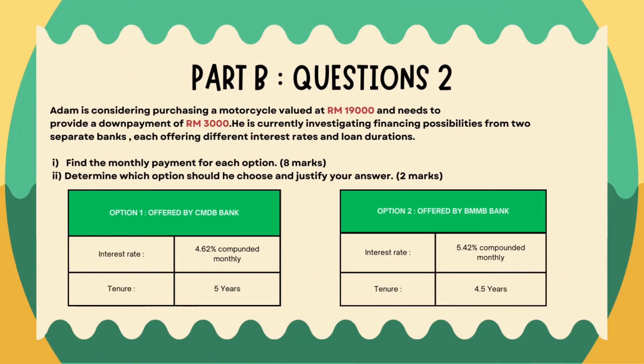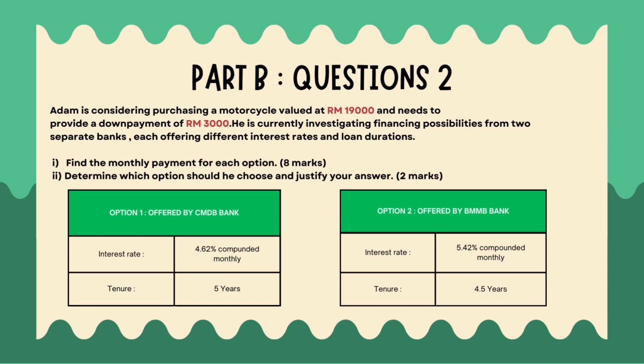The question is, Adam is considering purchasing a motorcycle valued at 19,000 ringgit and needs to provide a down payment of 3,000 ringgit. He is currently investigating financing possibilities from 2 separate banks, each offering different interest rates and loan durations. Find the monthly payment for each option and determine which option he should choose and justify your answer. Okay, so option 1 is offered by CMDB Bank. Interest rate is 4.62% compounded monthly, and the tenure is 5 years. Next, option 2 offered by BMMB Bank. Interest rate is 5.42% compounded monthly and the tenure is 4.5 years.